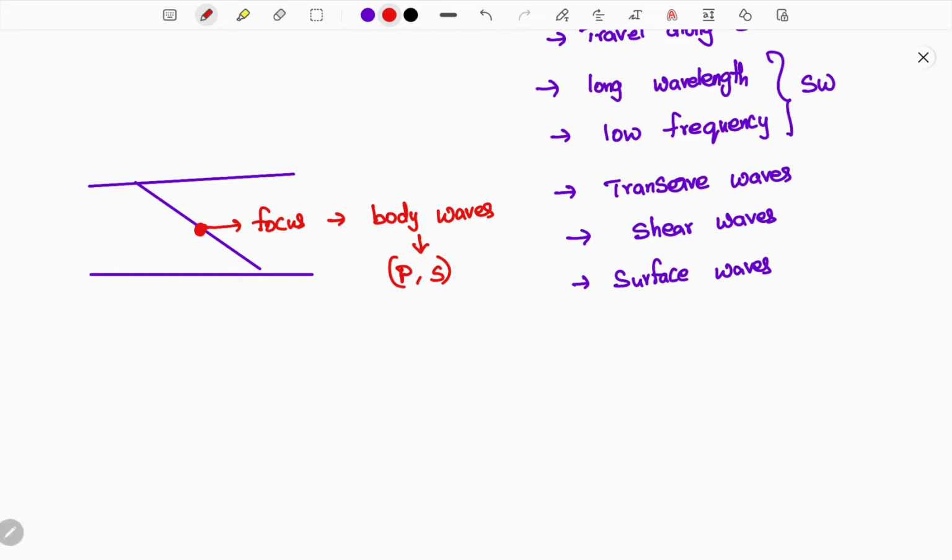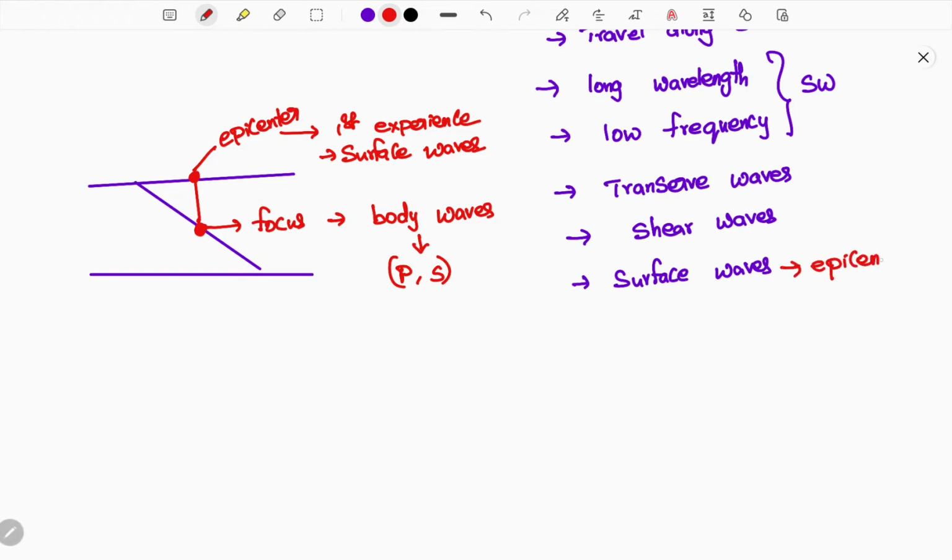See here, the point straight above the focus, perpendicular to it, is called the epicenter. The epicenter is the place where we first experience the surface wave. So we can now say that surface waves begin from a point called the epicenter. This question was already asked in UPSC.